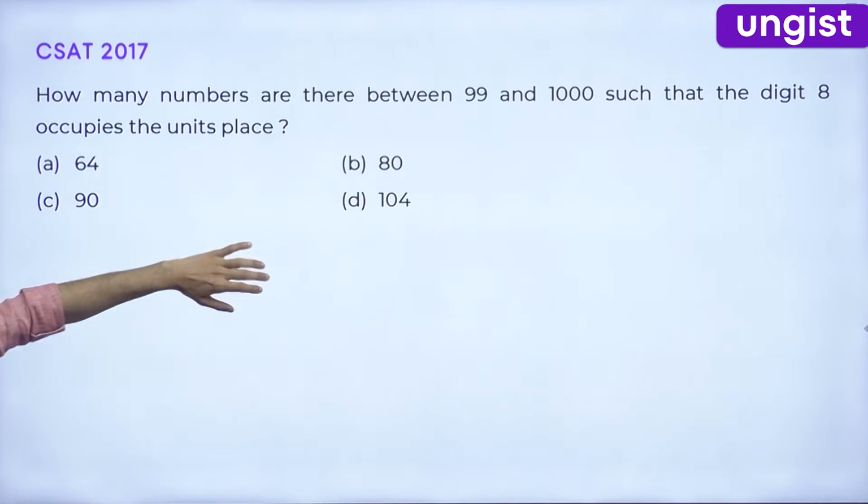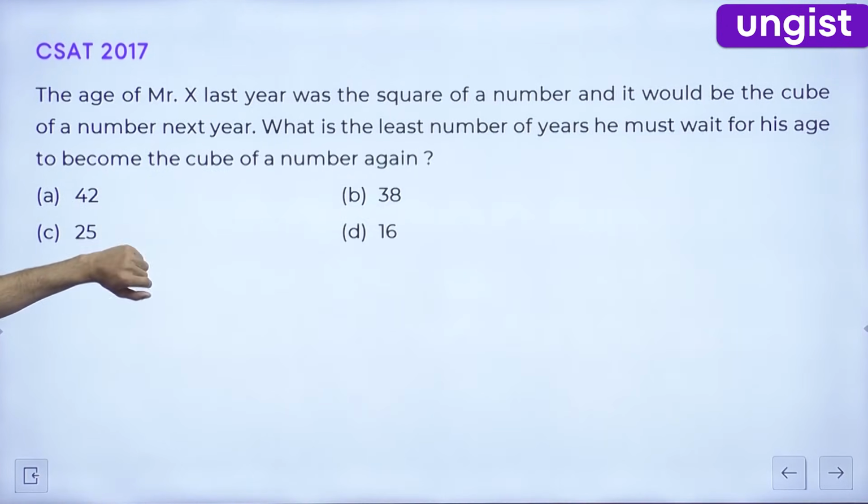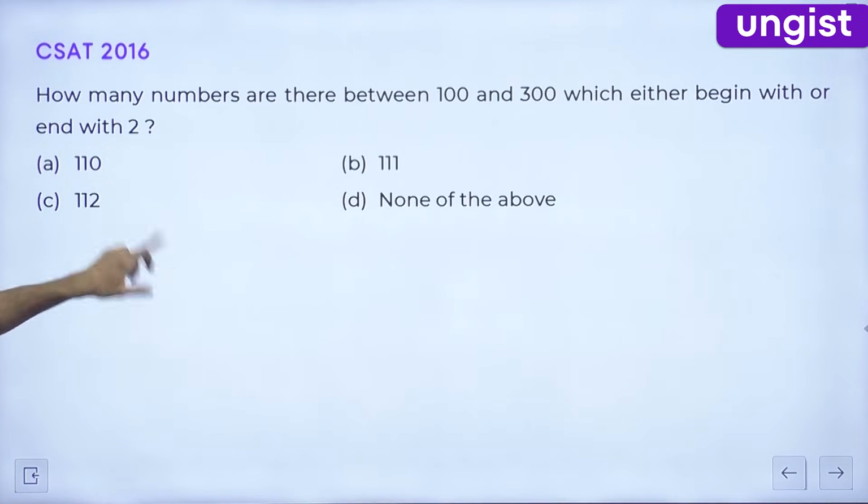After that, okay, one question we have skipped. Do come to this one. Question is saying how many numbers from 100 to 300 either begin with 2 or end with 2. Yes, everybody. How many numbers are there from 100 to 300 which either begin with 2 or end with 2?